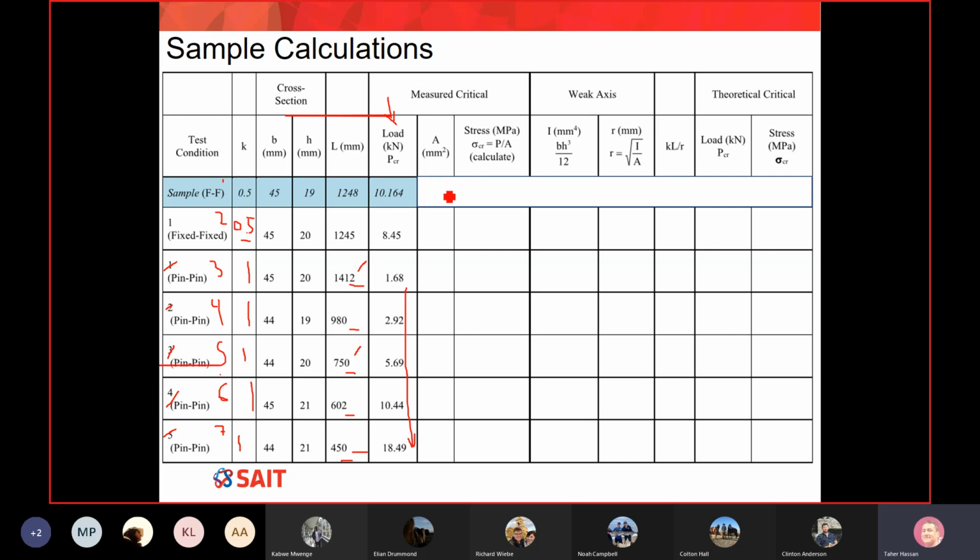Now let me take you through the calculation, which is really simple. Anybody doesn't know how to find the cross-section area? If you know, please help me. How can I fill this column here? It's the base times height. Exactly, it's simply 45 times 19, and this will give you the cross-section area.